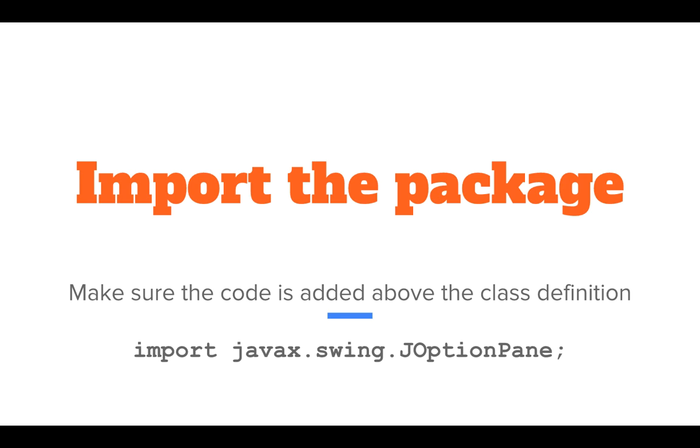So the first thing you need to do is import the package, and you need to make sure you put it above the class definition, just like you did for the Java scanner. And this is the line of code you'd need to put on it. And all this information is in 4.2 in your lesson. So it's import javax.swing.JOptionPane.